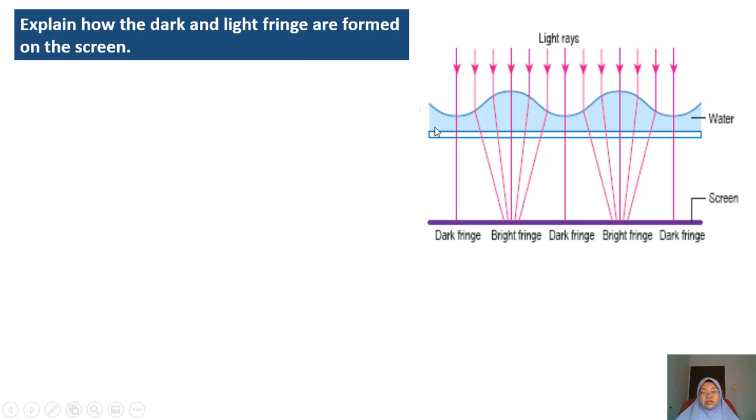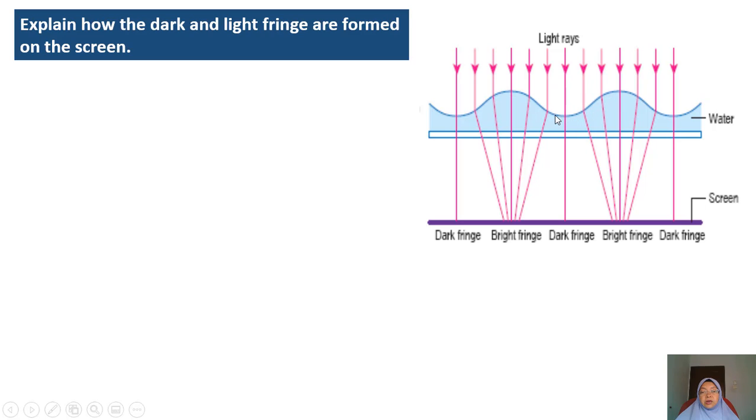Here is the ripple tank, and here is the view from the side. This is the water wave. This is the ripple tank which has water, and the water is vibrated by using the vibrator. This is the crest, and here is the crest also.